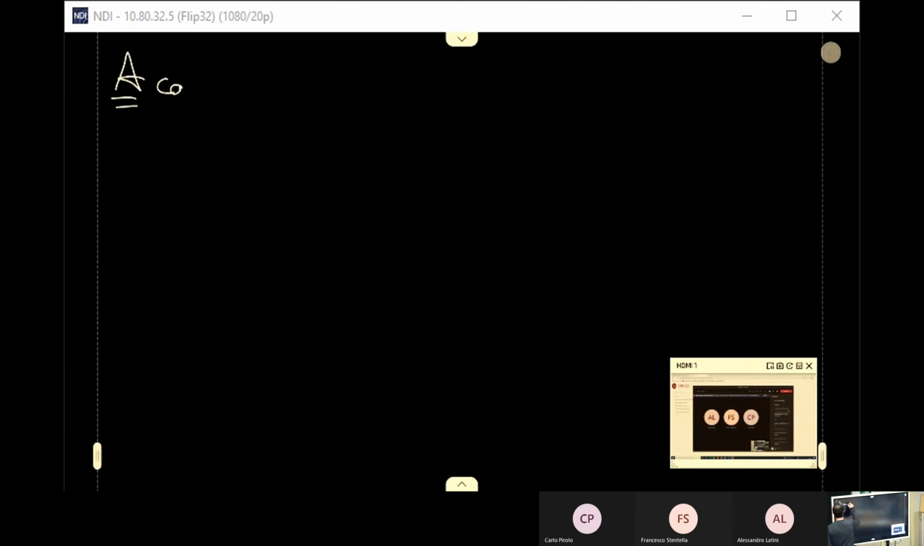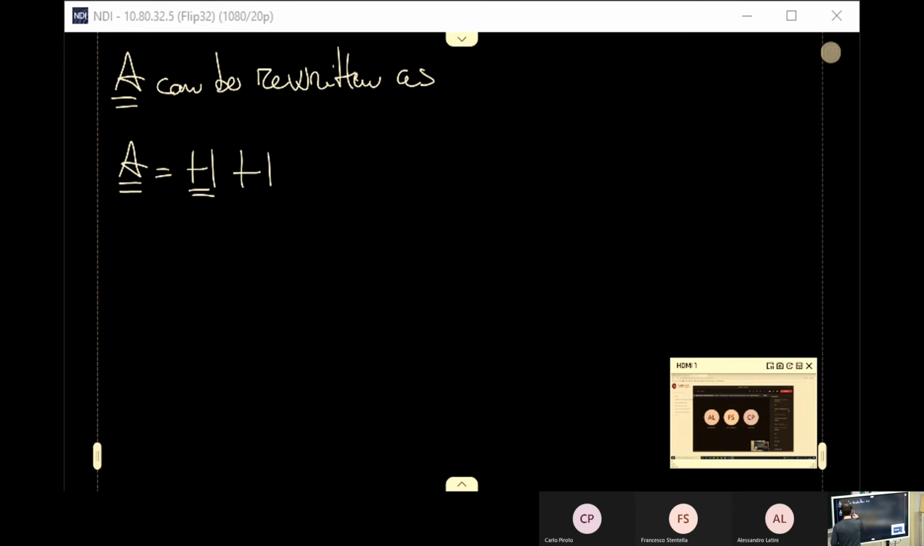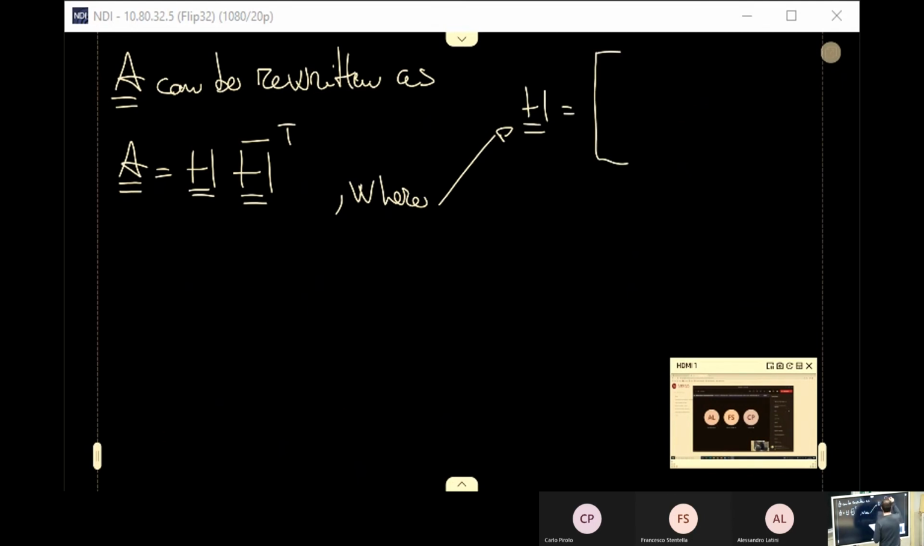A can be written as the matrix H applied over H over bar transposed, where H is, no, sorry, it's not a 3 by 3, of course, it's a 3 by 4 matrix, written like this: minus theta 1, theta 0, minus theta 3, theta 2, minus theta 2.